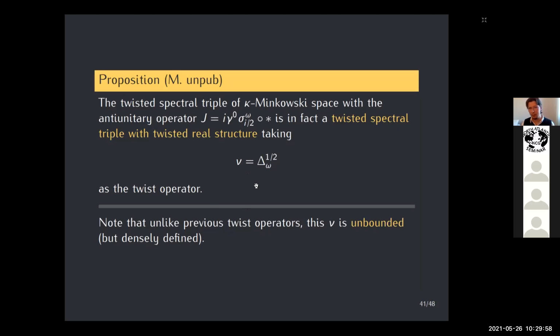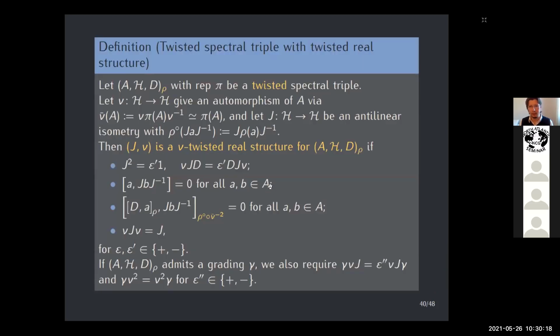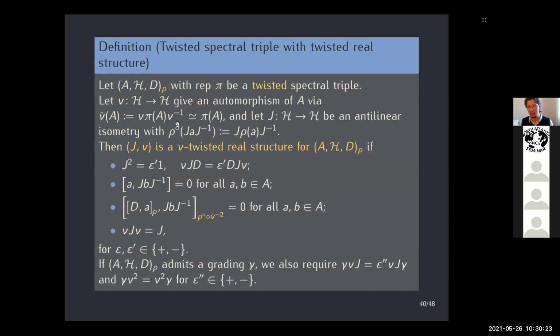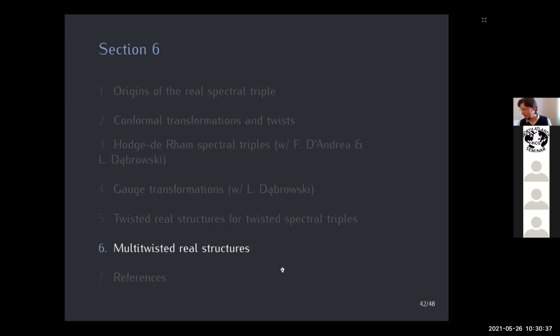And what's especially interesting about this is that unlike all of the previous twists we've seen, this twist is unbounded. It's still densely defined, coming from the definition of the modular operator, but it's unbounded nonetheless. Of course, by definition, we have that, let's say, the conjugation by this twist is an automorphism of the algebra, so we have no problem with boundedness here, which is really the important thing. But it's a nice result in any case. I think that's all I had to say on that topic.